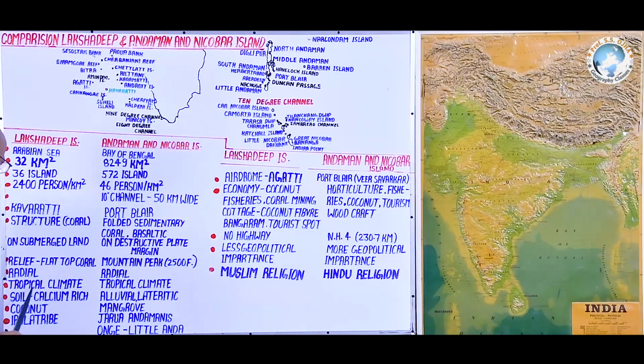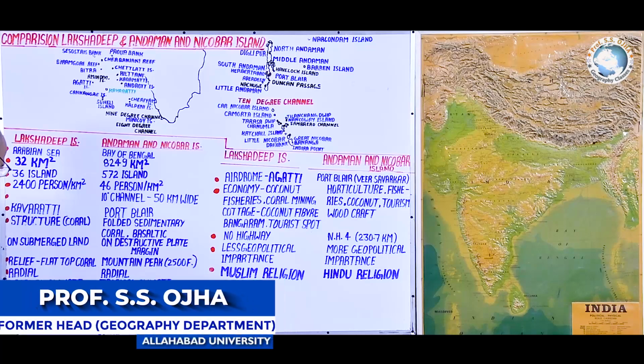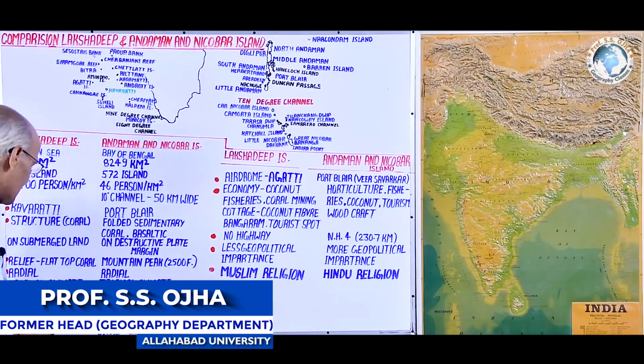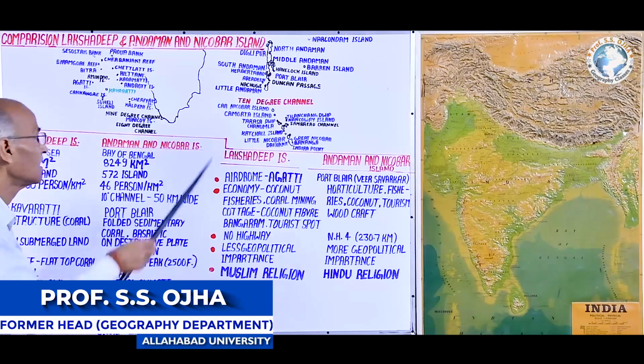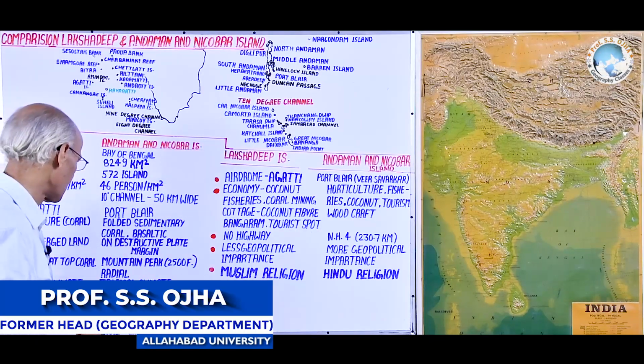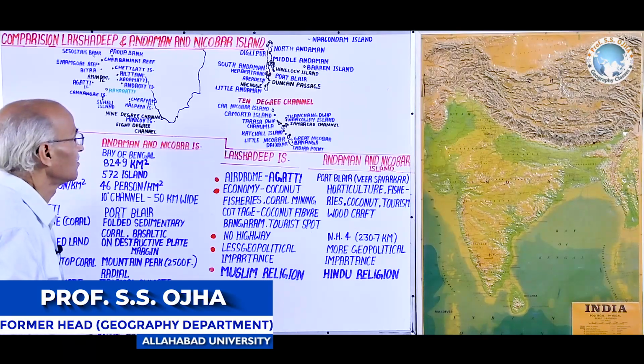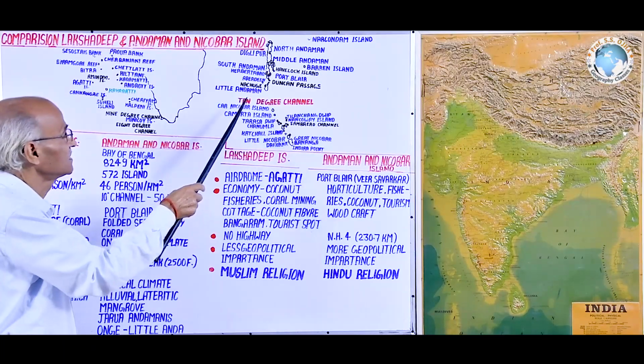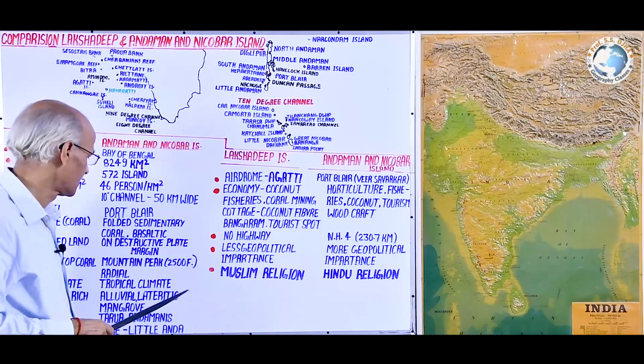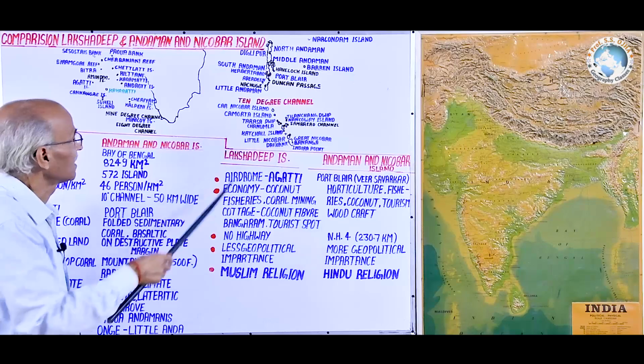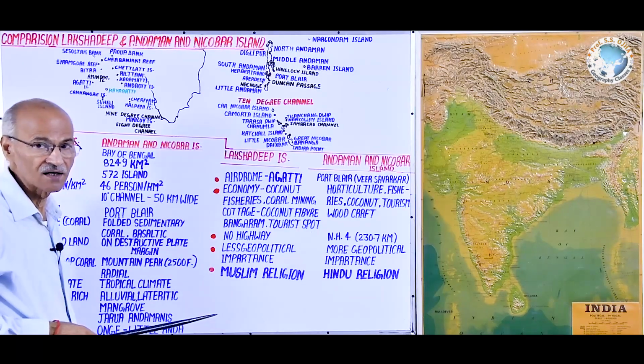Next point is that a tropical climate prevails in both Lakshadweep and Andaman Nicobar because of the same latitudinal position. Regarding soil, that of Lakshadweep is of calcium rich nature because corals have calcium rich deposits. Contrary to it, Andaman and Nicobar has alluvial and lateritic soil. Why alluvial? Because of disintegration of sandstone structure. And why lateritic? Because of high rainfall and high temperature.